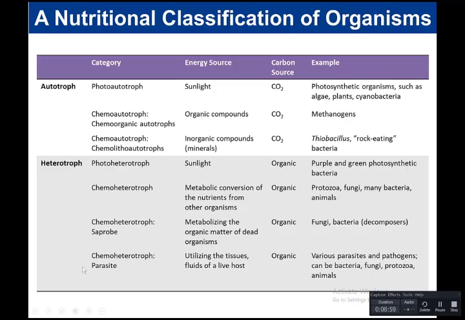A parasite is a type of chemoheterotroph, but it utilizes the tissues or fluids of a live host. They will take in organic carbon sources. And examples of this would be various parasites and pathogens. Those could be bacteria, those could be fungi, they could be protozoans, they could be animals. There's a wide variety of different parasites, and in lab especially, we will talk about different types of parasites.